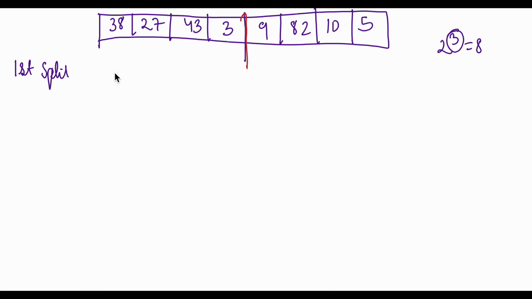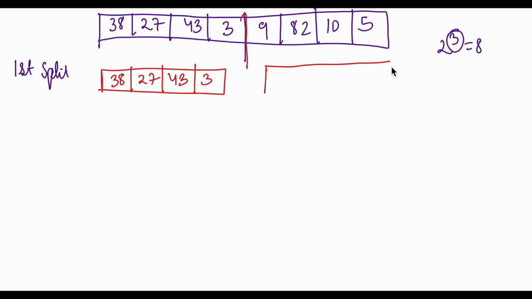Okay. So what will happen? It will become like this: 38, 27, 43 and 3. And this will become 9, 82, 10 and 5. Okay, this is your first split. So this was your first split.